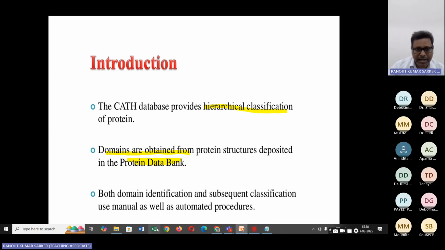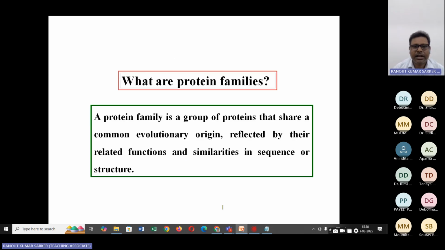And the data is both manual as well as automated computing. So in case of SCOP, we found that all the entries are manually reviewed, right? So if we see what protein families are, a protein family is a group of proteins that share a common evolutionary origin, reflected by related functions and similarities at the sequence and structure level, right?